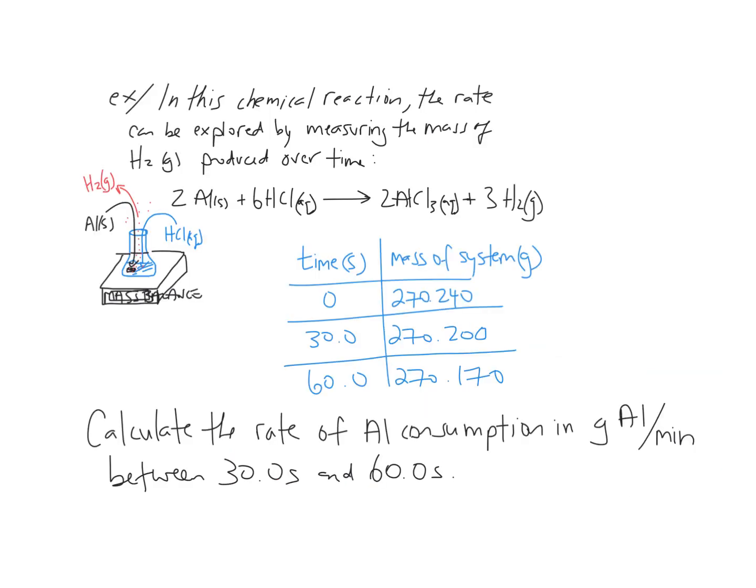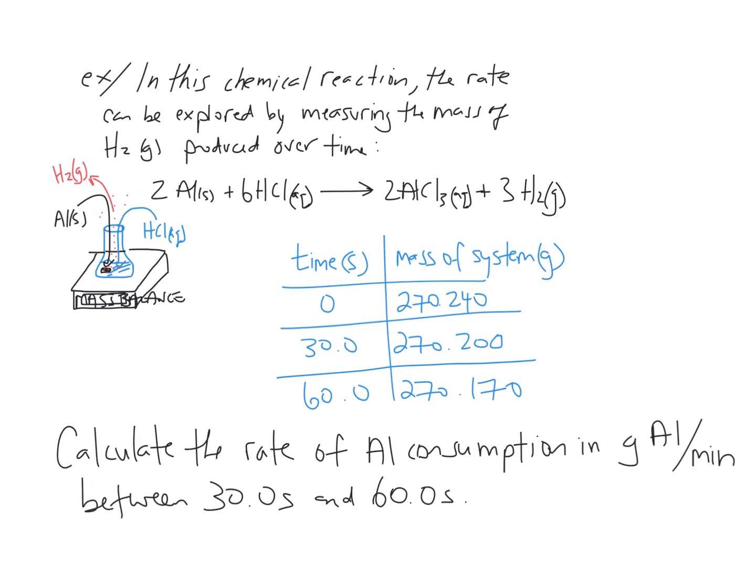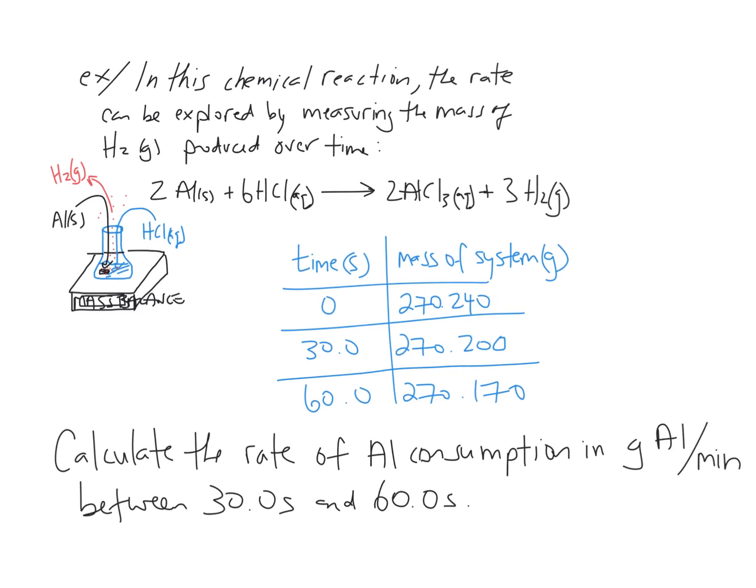Okay, so here's an example that we'll dive into on calculating the rate of reaction. It says, in a particular chemical reaction, the rate can be explored by measuring the mass of hydrogen produced over time. And then it gives you the balanced chemical equation there. There could be a point in the future where, depending on the reaction at hand, you may have to come up with the chemical equation and balance it yourself, but in this case, it's given.